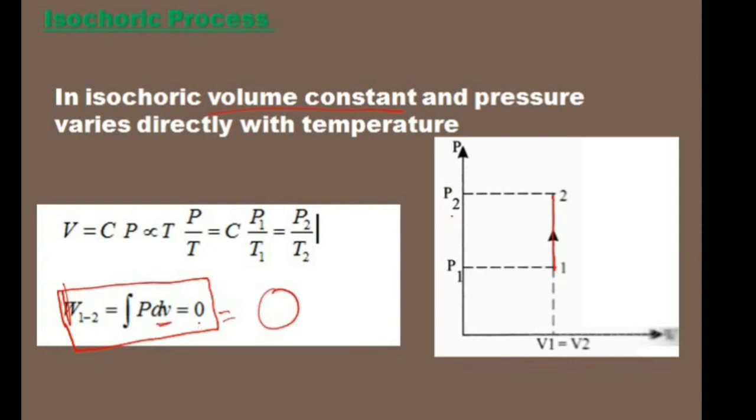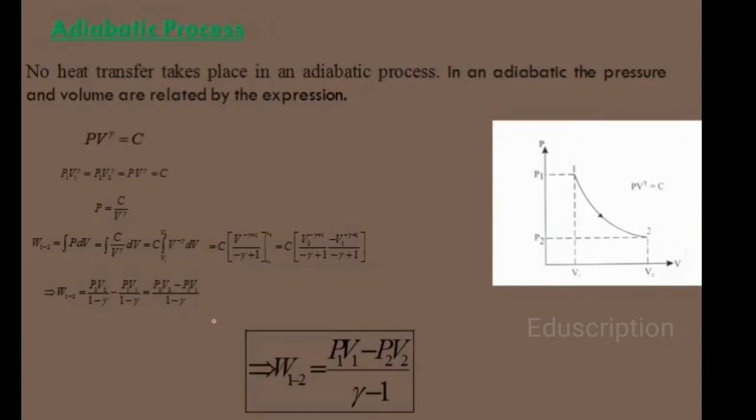Okay. So now we'll move to the adiabatic process. We know that in an adiabatic process no heat transfer takes place. So if we see, I have taken a PV diagram. This is P1, this is P2. Okay. Generally the adiabatic process is given by the expression PV to the power gamma is equal to constant. If this is satisfied, it is known as an adiabatic process.